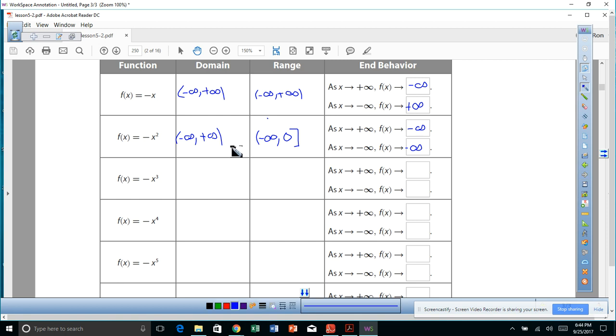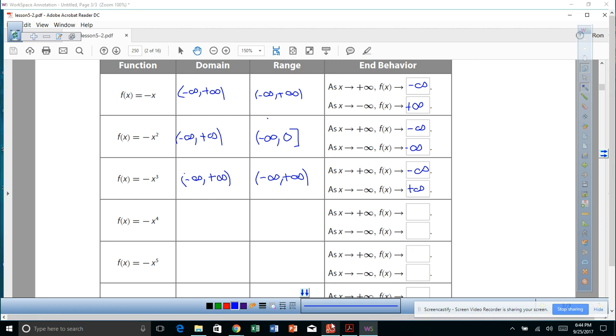All right, negative x cubed. Again, the domain is negative infinity to positive infinity. And the range is going to be negative infinity to positive infinity. And as x approaches positive infinity, f of x approaches negative infinity. As x approaches negative infinity, f of x approaches positive infinity.